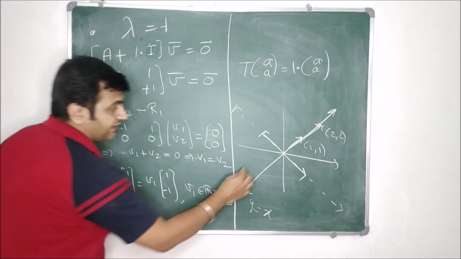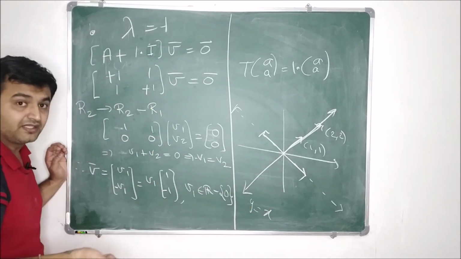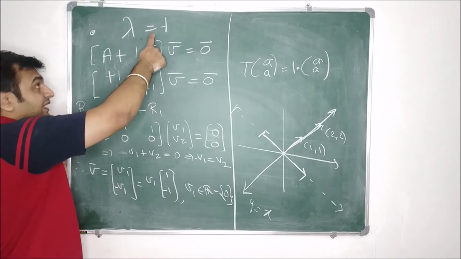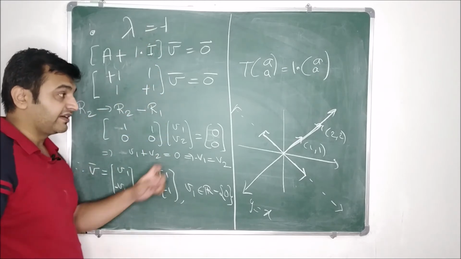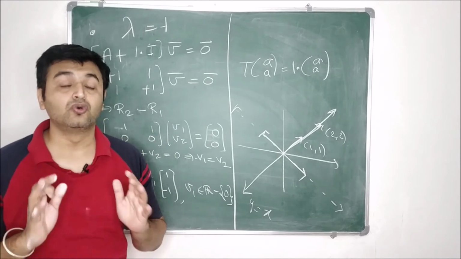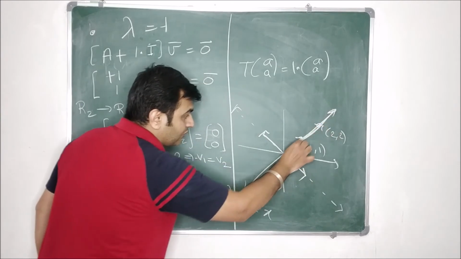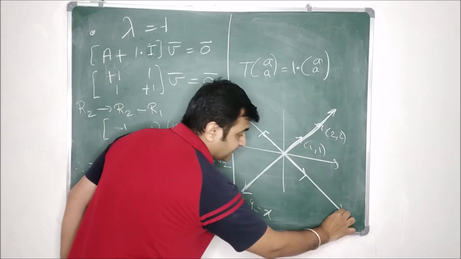So like (-1, 1) will become (1, -1). It's nothing but multiplied by the minus sign. So for lambda equal to -1, you get the eigenvectors along the y equal to -x line, and these are the only eigenvectors. The eigenvectors are on the y equal to x line and the y equal to -x line.